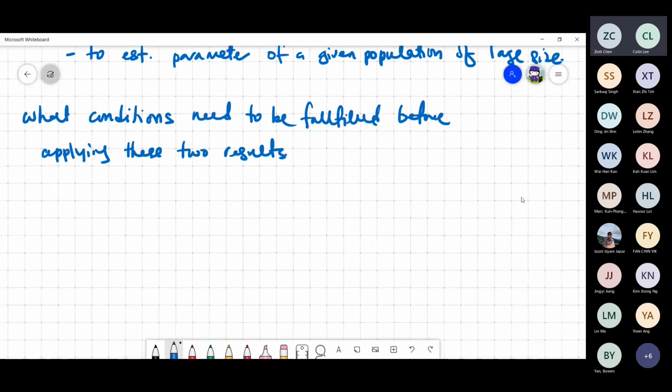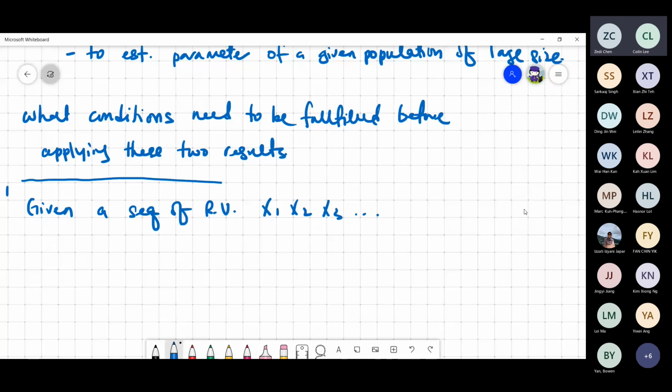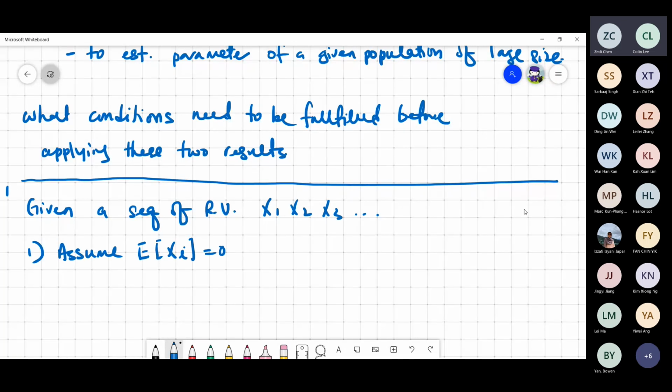So to discuss this central limit theorem, maybe we just fix some symbols over here. First we assume this to make things easy. So here's the statement for it. Given a sequence of random variables x1, x2, x3, and so on, first we make such assumptions. We assume all these random variables have zero mean. We normalize this just to make our formula look easier.